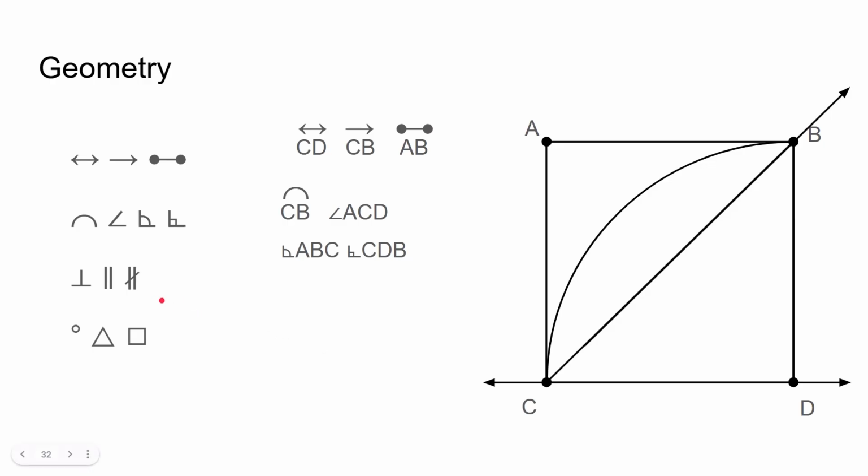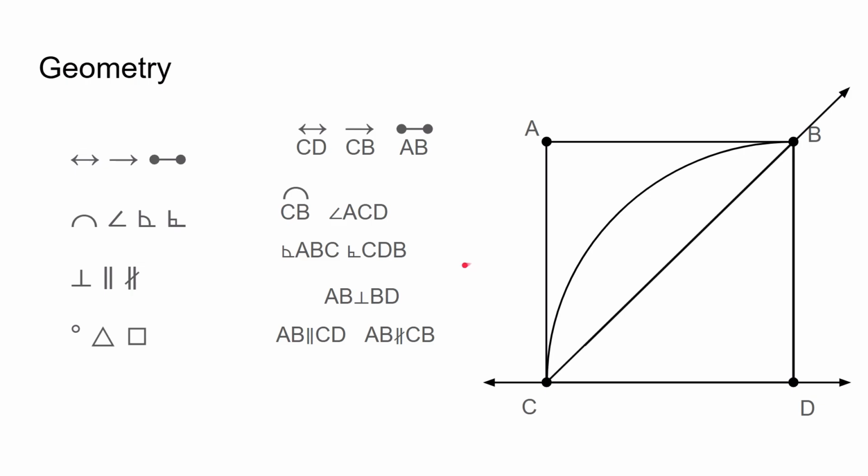Speaking of perpendicular, this is perpendicular, this is parallel, and this is not parallel. So if you want to say that two things are perpendicular, you say AB and BD are perpendicular, and they are. For here, the parallel, you'd say AB is parallel to CD, because they have the same exact direction, and that means they will never cross. And if you say AB is not parallel to CB, that means they don't have the same direction, and they will eventually cross if you extend them.